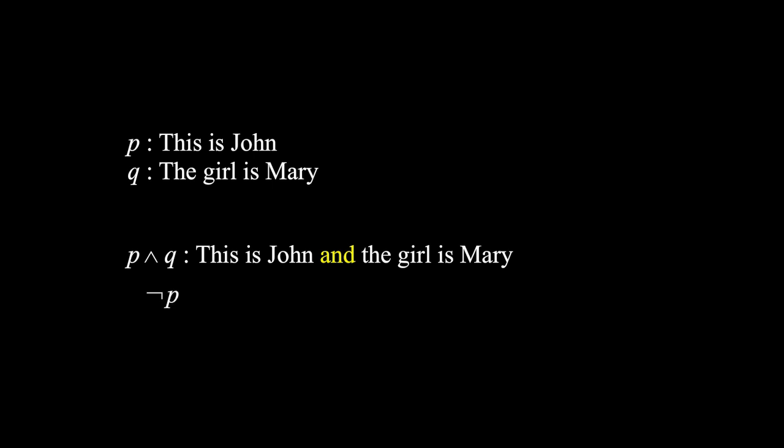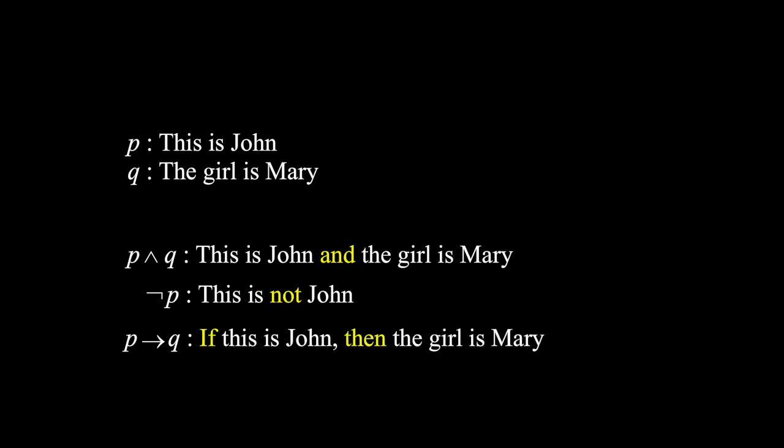Suppose that P is the proposition "this is John." Q is the proposition "the girl is Mary." Then, this stands for "this is John and the girl is Mary." And this represents "this is not John." And this stands for "if this is John, then the girl is Mary."